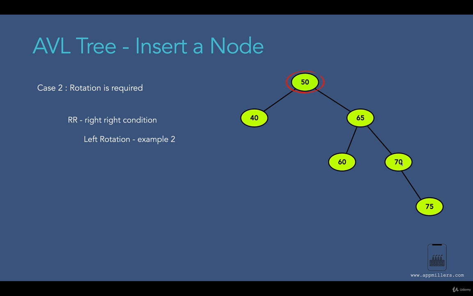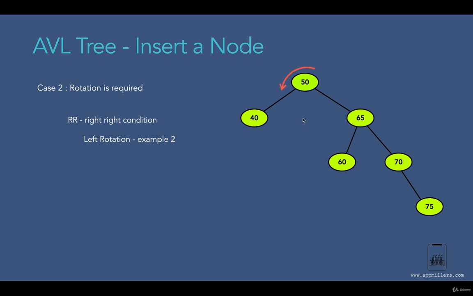So in this case, we see that the height of 70 is 1 and the height of 60 is 0. So this means that we are going to find a path from this disbalanced node to this 70 over here. Now if we go, we see that we are going right and right. So this means that this is the right-right condition. Now in case of right-right condition, we are doing left rotation. So this means that we are going to do left rotation for this disbalanced node, which is 50 over here.